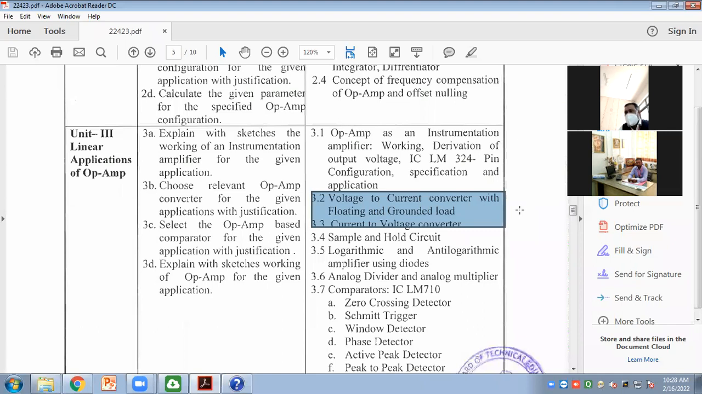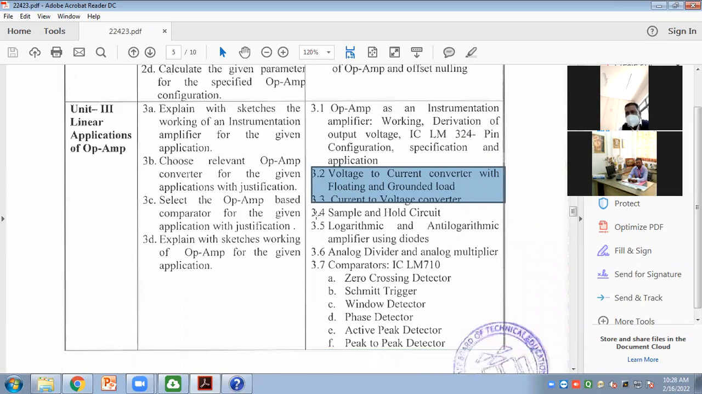So with floating and grounded load, two concepts are there. The floating load is connected directly, as well as the grounded load is connected, and by using both loads, we are going to convert voltage to current using floating and grounded load.